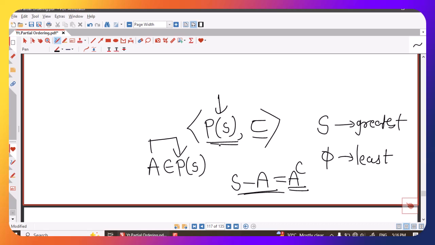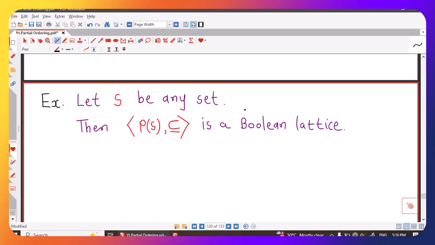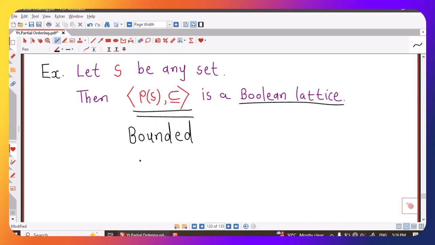And we have also proved that the power set of S with the inclusion relation is a distributive lattice. Therefore, this is another example of a Boolean lattice that I have written here. Let capital S be any set, then the power set of S with the subset relation or inclusion relation is a Boolean lattice. To prove this, you have to prove that the power set of S with the inclusion relation is a bounded lattice.